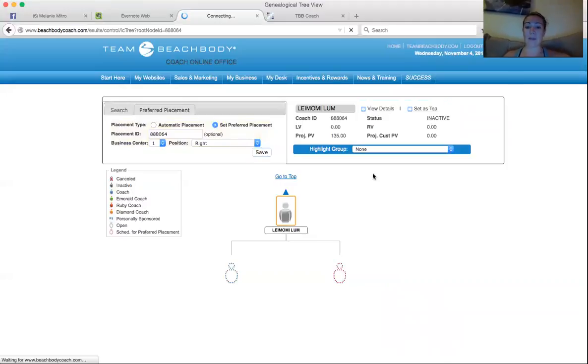Now, what happens if somebody ends up somewhere where they're not supposed to be? Not a big deal. You have up to 72 hours to move that person to a new spot. And all you have to do is email coachrelations@teambeachbody.com in order to do so.